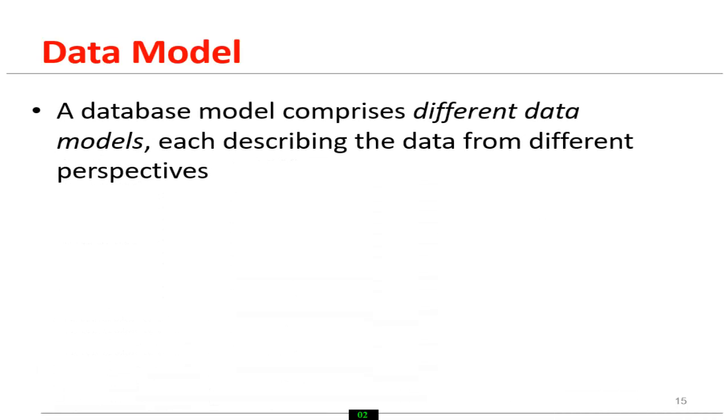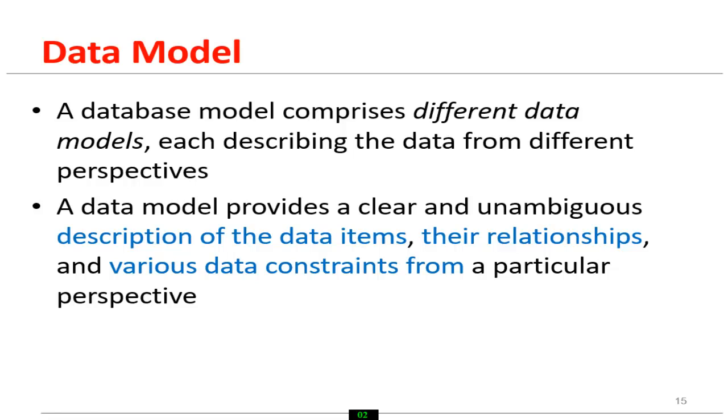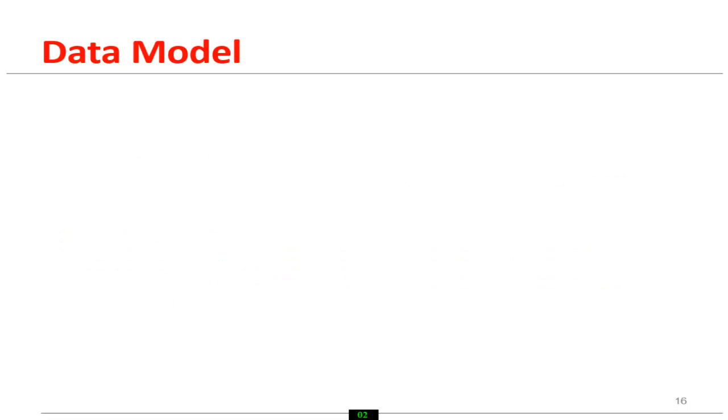Data model, another element of a database system. A database model comprises different data models, each describing the data from different perspectives. A data model provides a clear and unambiguous description of the data items, their relationships, and various data constraints from a particular perspective. Several types of data models will be developed during a database design process.